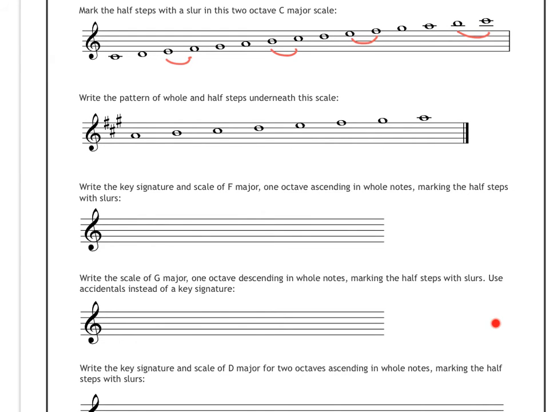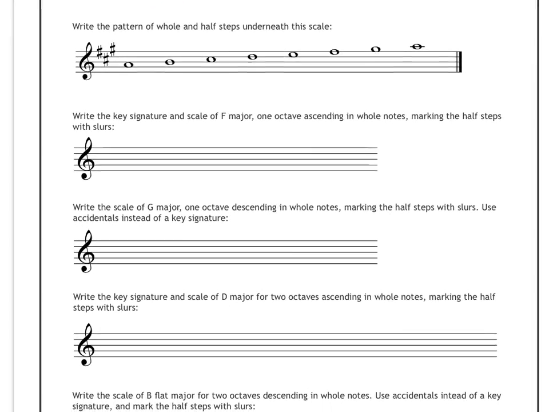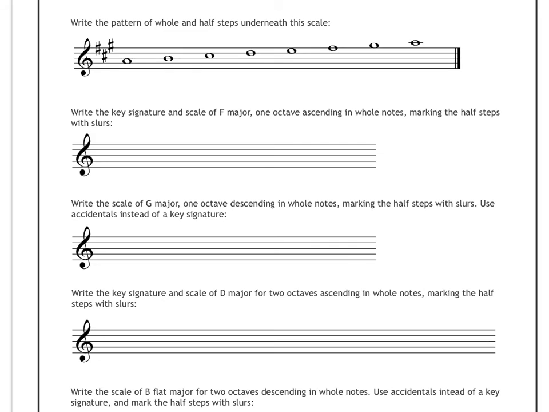When you have to write the key signature and scale of F major, 1 octave, ascending in whole notes, marking the half steps with slurs, they're telling you a number of things they want you to do. Okay? So write the key signature and scale. So use the key signature. Start off by writing the key signature first. Then 1 ascending octave. So since you have to go up, ascend, it makes sense to start on the low F on the bottom space and end on the top line. Up on the top line there.